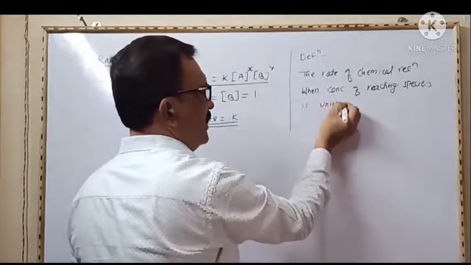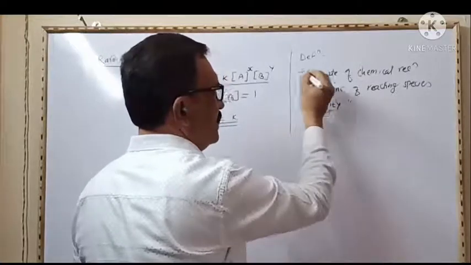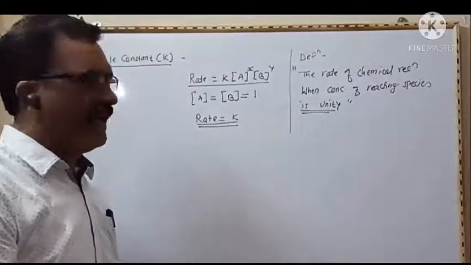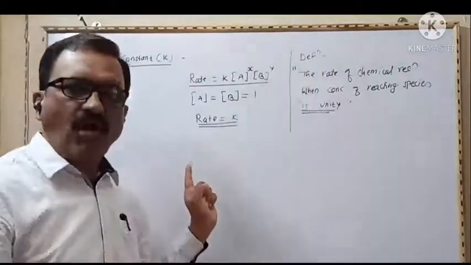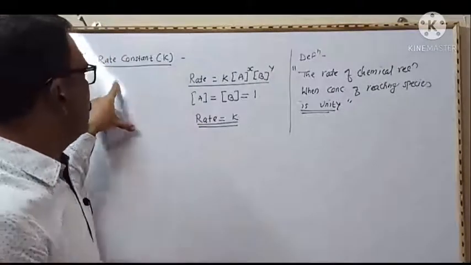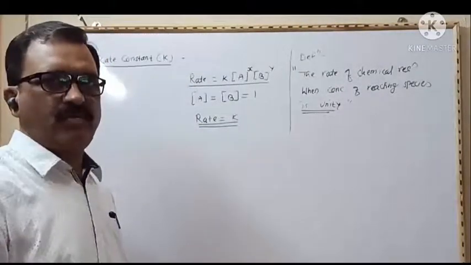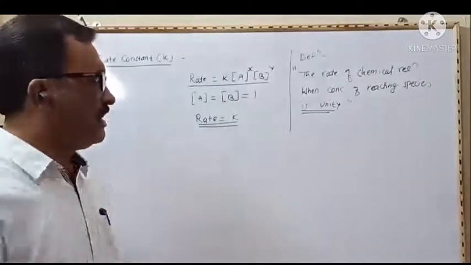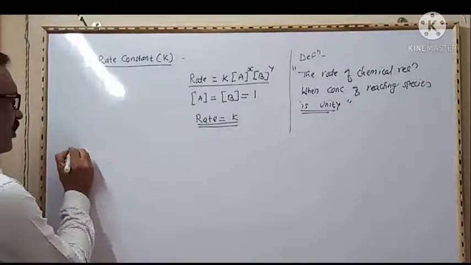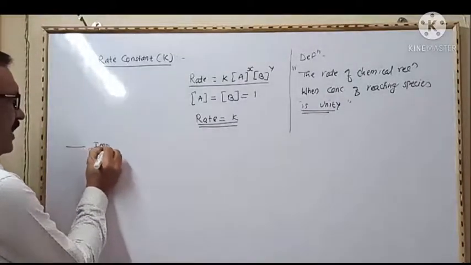If the concentration of a reacting species is unity, then the rate of reaction is equal to the rate constant. Now the features, or important points, of this rate constant.